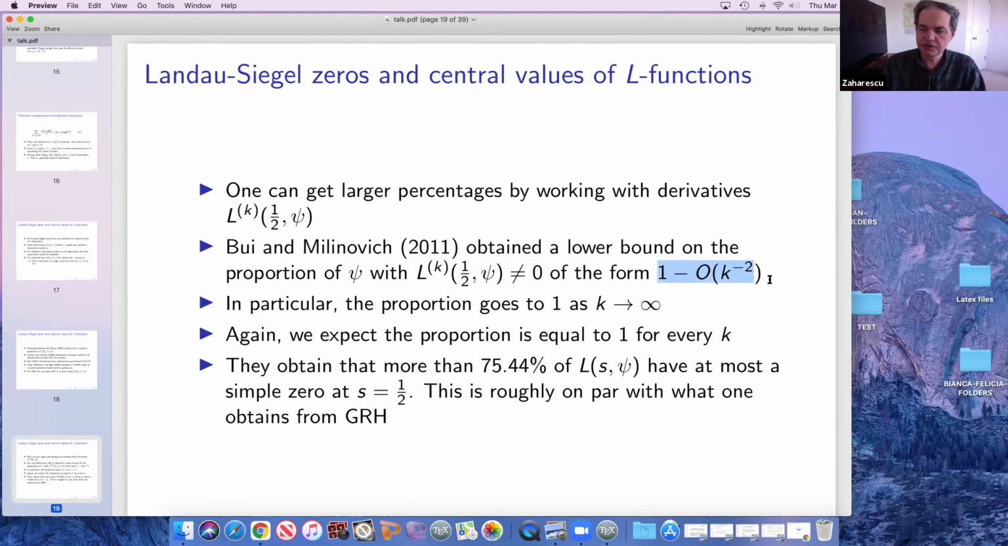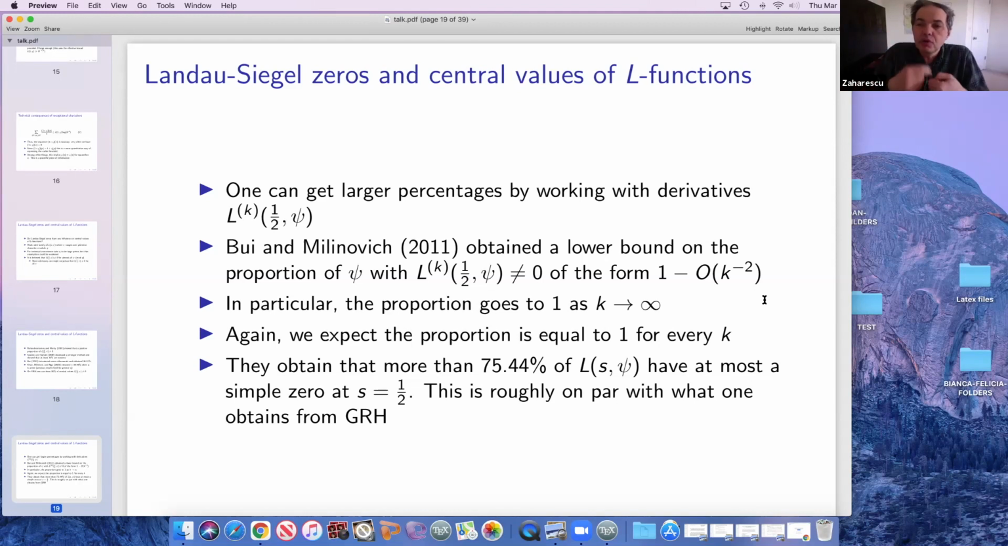Let me rephrase this. What do we mean by this? They take all Dirichlet L-functions modulo q, fix a k, look at the k-th derivative, and let q go to infinity. This means we average over the characters. Then we look at the proportion, how many of them are non-zero. As q goes to infinity, they got a certain proportion. That proportion is a number that depends on k.